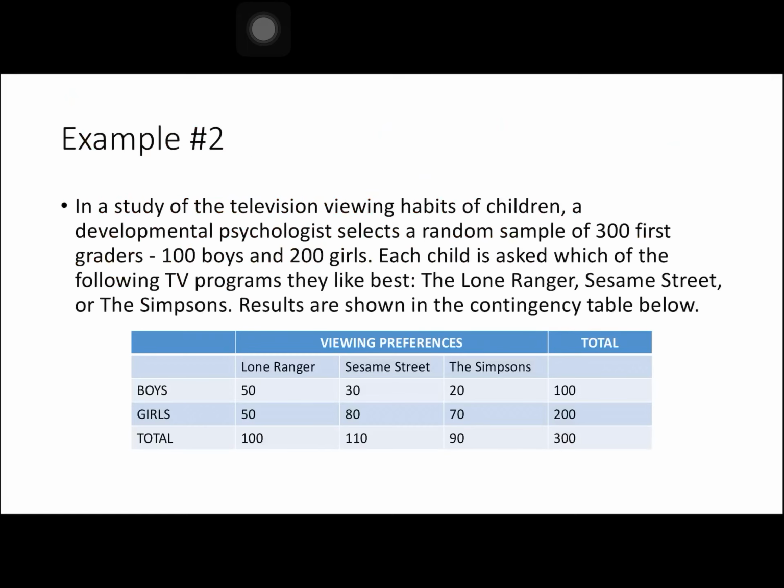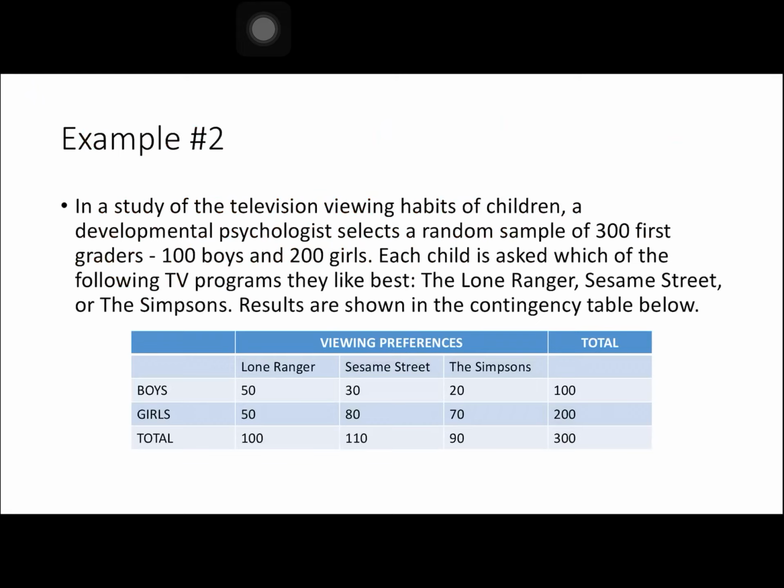So, for example number 2: in a study of television viewing habits of children, a developmental psychologist selects a random sample of 300 first graders, 100 boys and 200 girls. Each child is asked which of the following TV programs they like best: The Lone Ranger, Sesame Street, or The Simpsons. Results are shown in the contingency table. We have there the viewing preferences, and these are the gender.